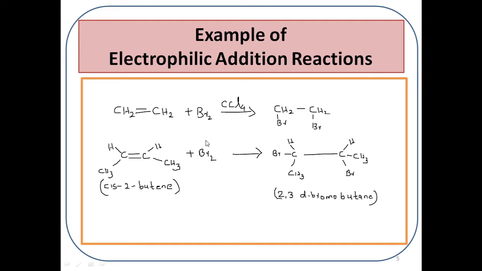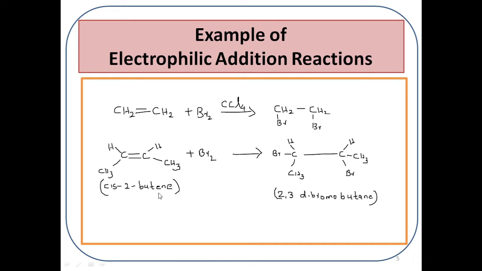Examples of electrophilic addition reactions. Example 1: ethylene, when treated with bromine in CCl4, the bromine atoms will be added to each of the carbon atoms to give 1,2-dibromoethane. The next example is cis-2-butene. When we treat it with bromine under the same conditions, CCl4 solvent, you will get 2,3-dibromobutane.